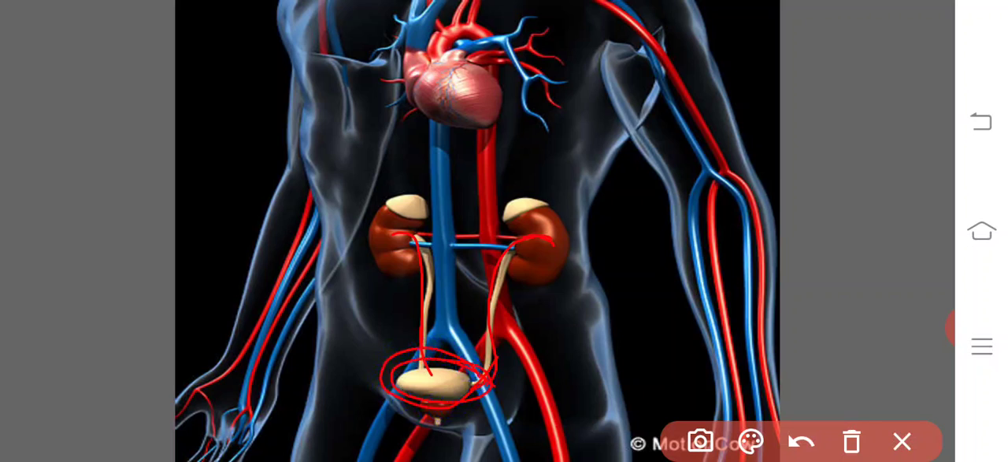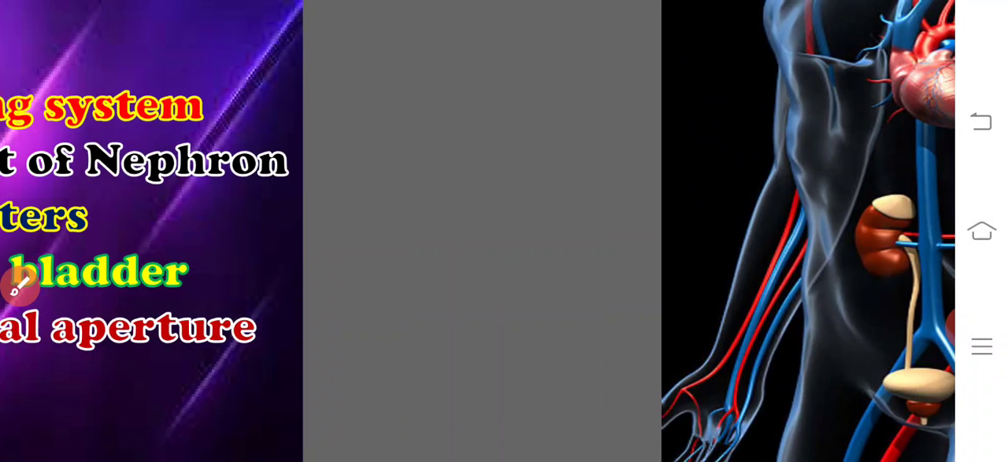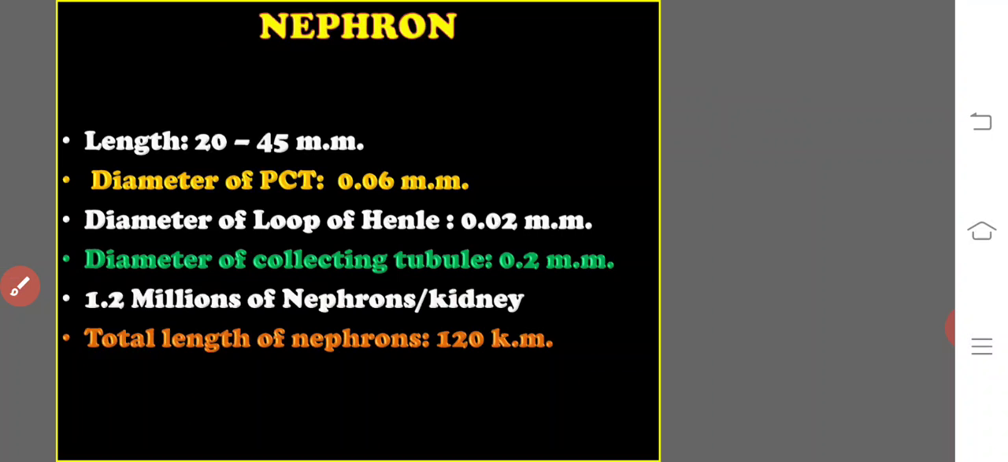There is a urinogenital aperture. Okay, so this is about the structure of the nephron, and the specialties we will see.